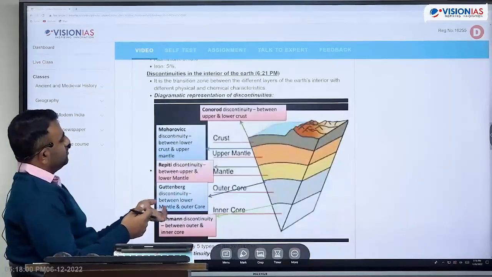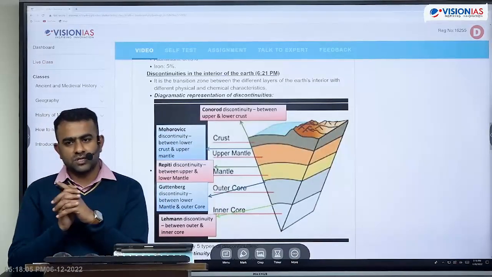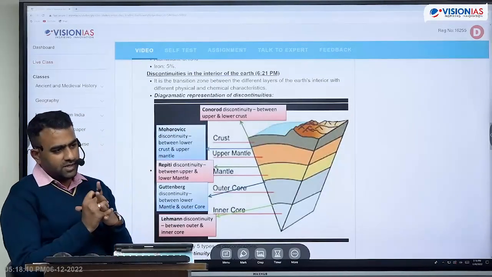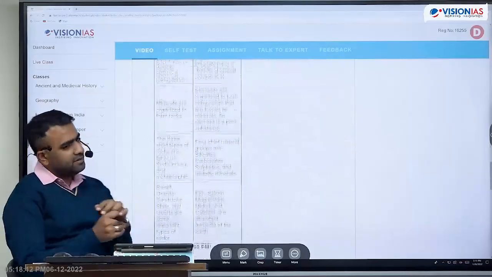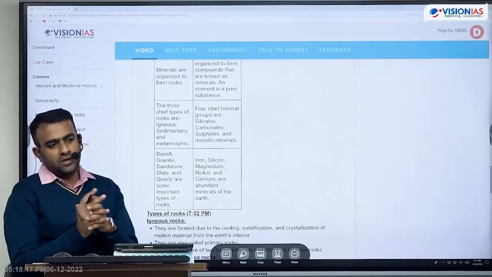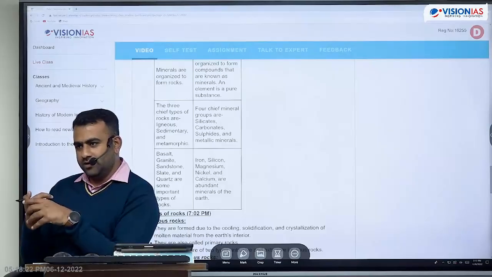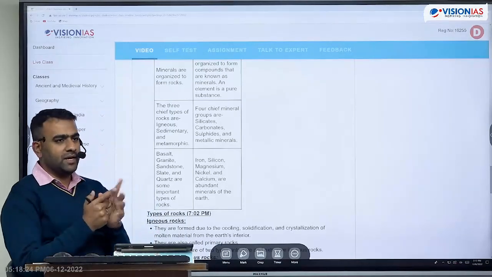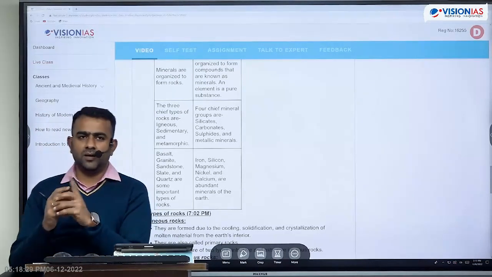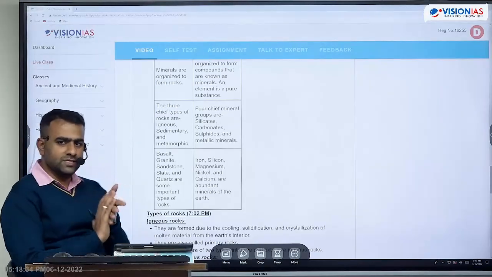We also discussed the discontinuities, different types of discontinuities. The innermost discontinuity, between outer core and inner core, is Lehmann. After Lehmann, between outer core and the lower mantle, Gutenberg. Lower mantle and upper mantle, Repetti. Then mantle and crust, Mohorovičić. Between the upper part of continental crust and the lower part, Conrad. Okay, good. So that is what a discontinuity is.